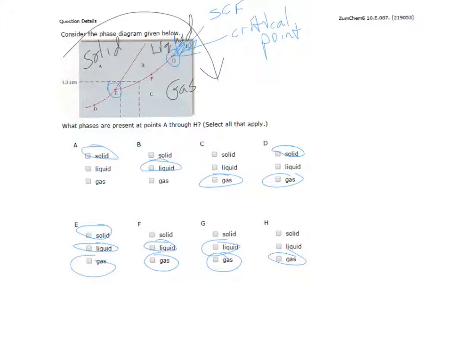There are other things to identify. It says identify the triple point, normal boiling point, normal freezing point, and critical point. So let's talk about those each in turn. The triple point is where three states of matter, solid, liquid, and gas, are found in equilibrium. So that would be point E.